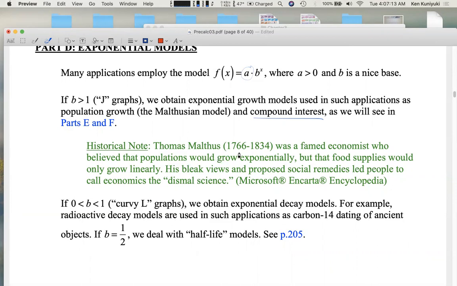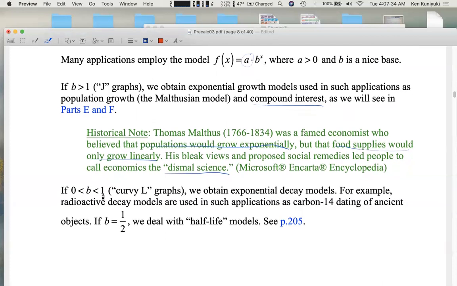By the way, Malthus was known for giving economics the name the dismal science because people were afraid that population would grow exponentially while food supply would grow linearly. That was a big fear. And Malthus was an economist who was concerned about that.